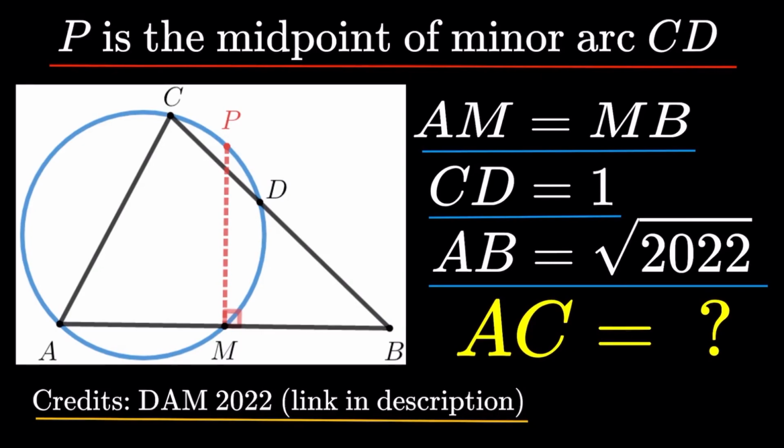Take a look at the figure on the left. P is the midpoint of minor arc CD. AM is equal to MB, so M is the midpoint of AB. CD is equal to 1, and AB is equal to the square root of 2022. Find the length of AC.